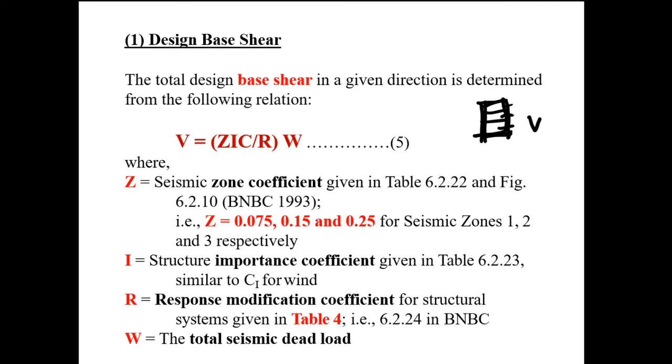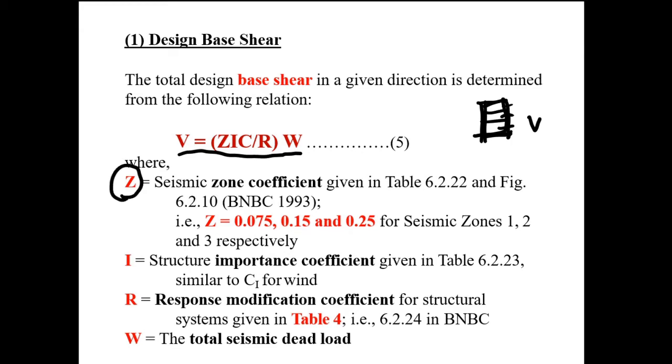Now here we can see the formula for base shear. So the total base shear will be ZIC by R into W. Here Z is the seismic zone coefficient. It will be provided in the BNBC guideline. In the BNBC guideline, the table for Z values is given.